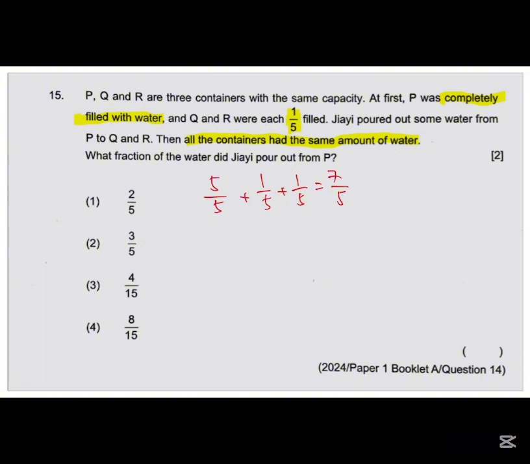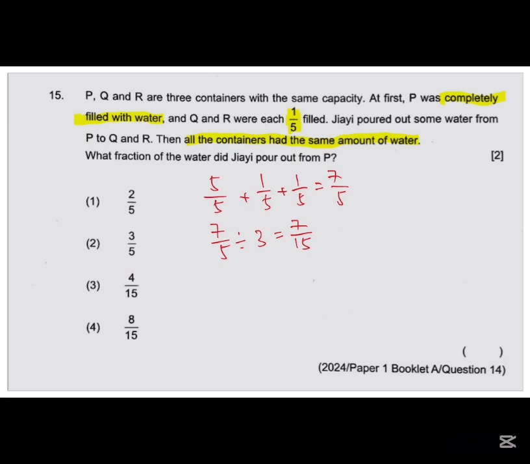So the total amount of water is 7 out of 5 at the start. Then they had the same amount of water at the end. So I take 7 out of 5 divided by 3 containers because they had an equal amount of water. That gives me 7 out of 15. So each container has 7 out of 15 water at the end. Correct? So what fraction of the water did Jia pour out from P?